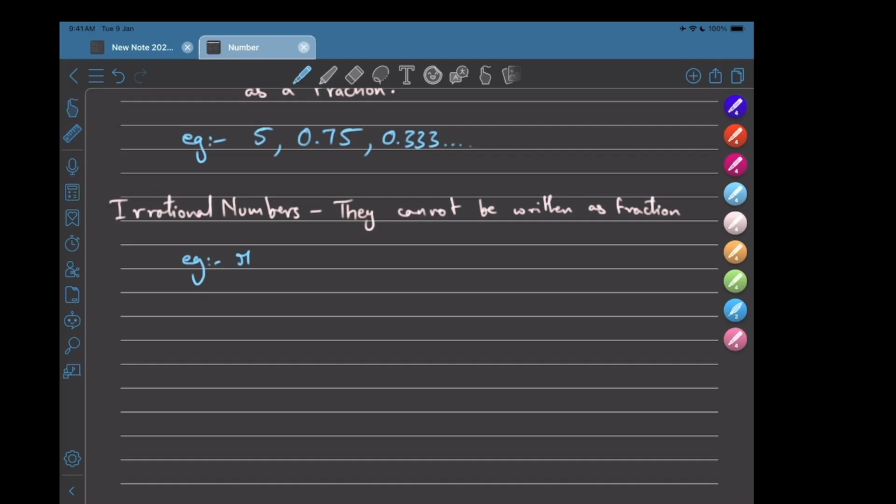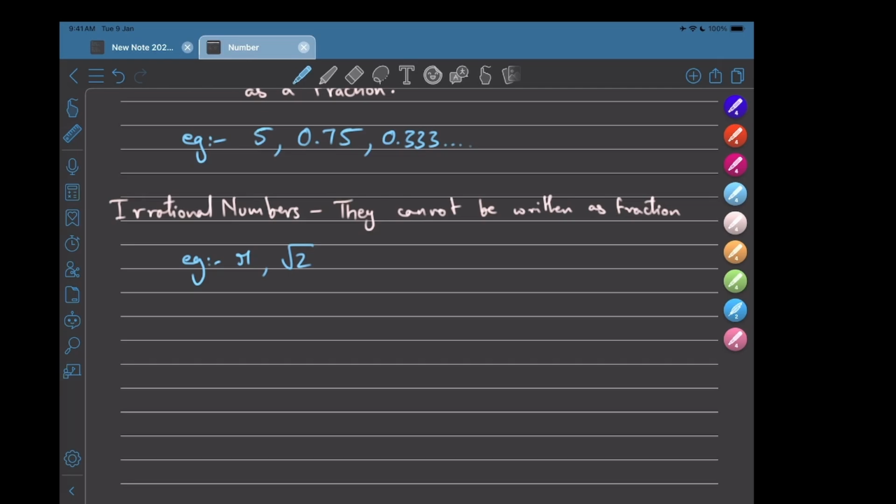I once had a student saying, "Sir, you can write pi divided by 1." No, it's not the same thing. You cannot write pi as a fraction. If it is an integer, yes, you write the integer divided by 1. But pi is, in mathematical terms, a defined value, it is what it is. You cannot change what pi is, all right. And then another example will be square root of 2. Square root of 2 also cannot be written as a fraction.